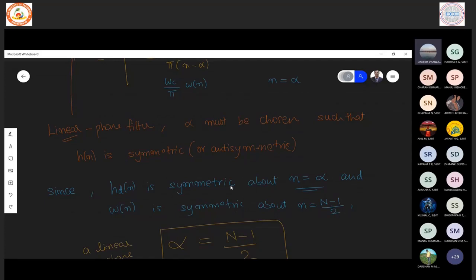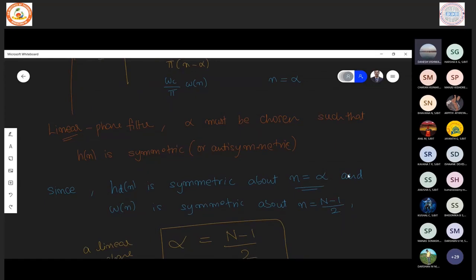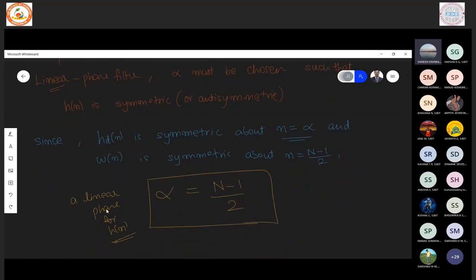This is the important point, students. The impulse response h_d of n is symmetric about n equal to alpha. The window function is symmetric about the midpoint, that is (N minus 1) by 2. Therefore, to maintain the relation, we have to equate both. So a linear phase for h of n means alpha should be equal to (N minus 1) by 2.